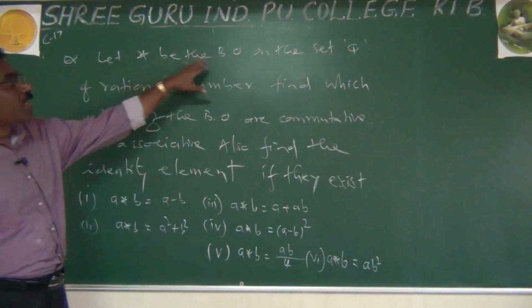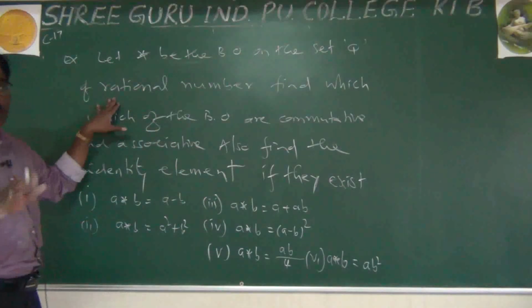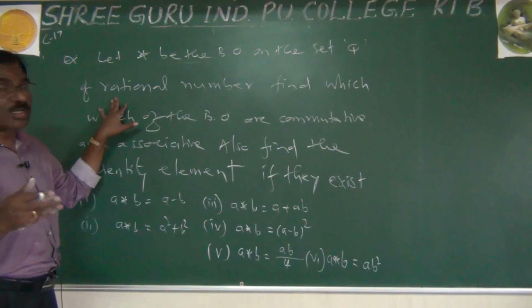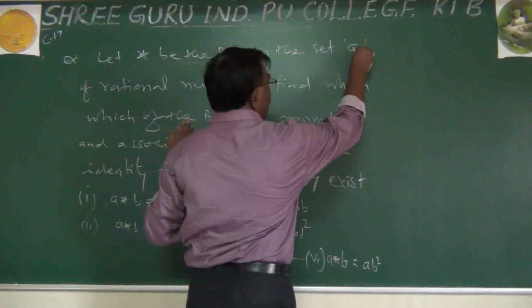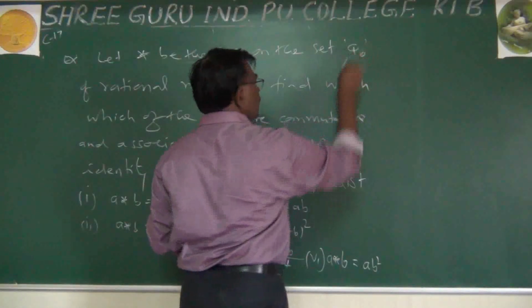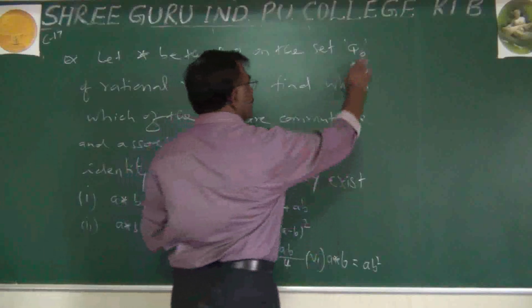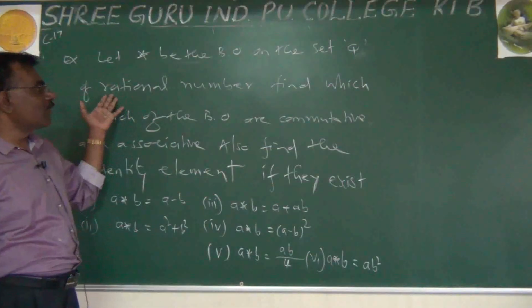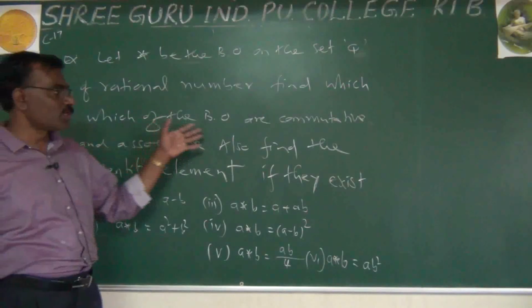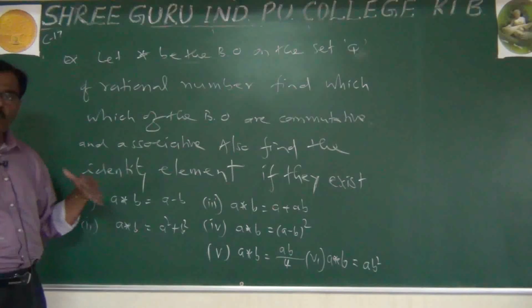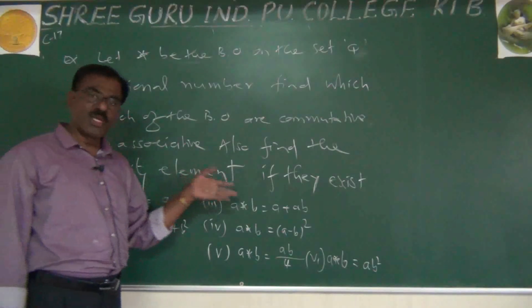Let's start with the binary operation on the set Q. Set Q is the set of rational numbers, with no restriction. Sometimes it is given as other than 1; for example, Q excluding 0. Here Q is the set of rational numbers. Find which of the binary operations are commutative, associative, and find the identity element if they exist.